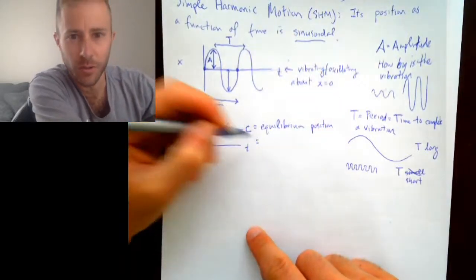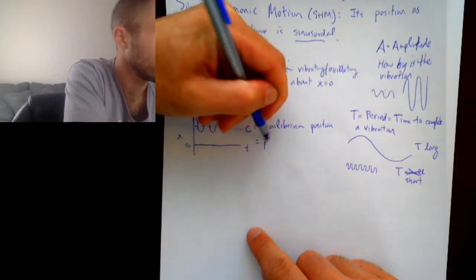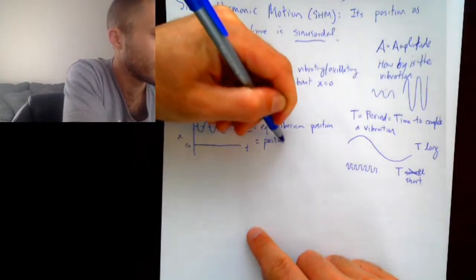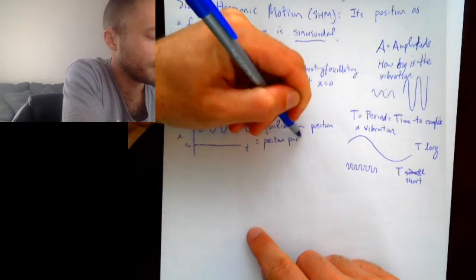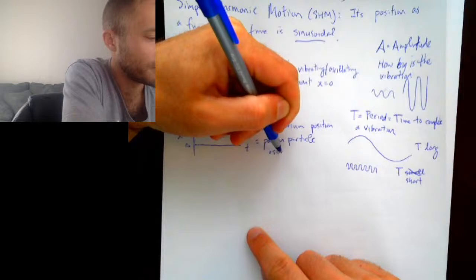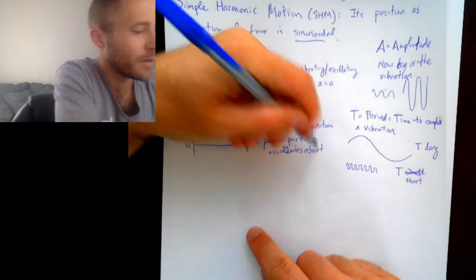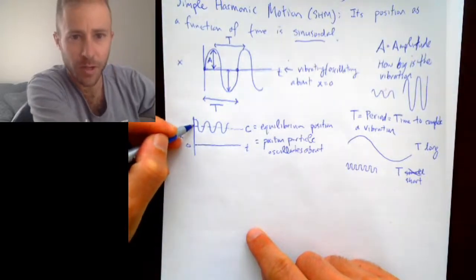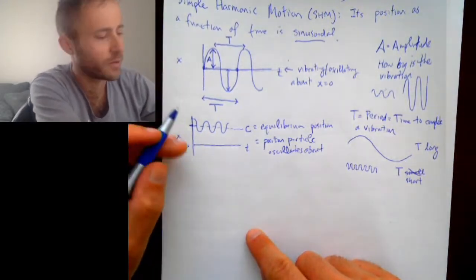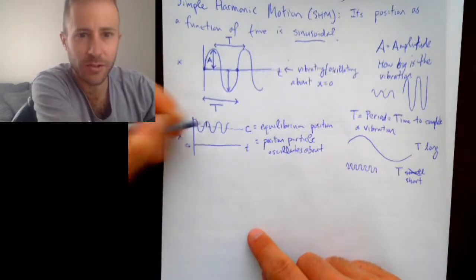And that is equal to the position the particle oscillates about. Okay, so it's oscillating about a positive x value in this case. In this case, the amplitude would just be that distance right there.